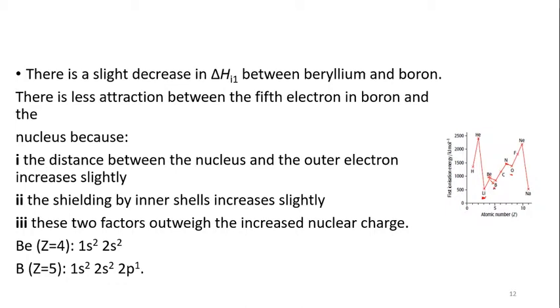For beryllium and boron, if I look at the electronic configuration, beryllium is 1s2, 2s2, while boron is 1s2, 2s2, 2p1. I have only one electron in the p subshell, so boron would prefer to lose this electron and have empty p orbitals. This is why the ionization energy slightly dropped from beryllium to boron.